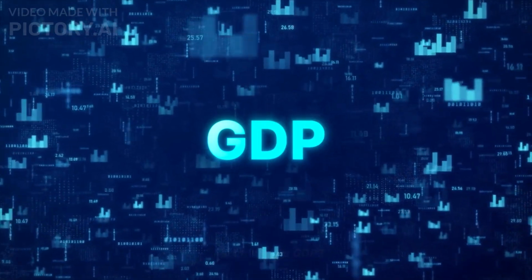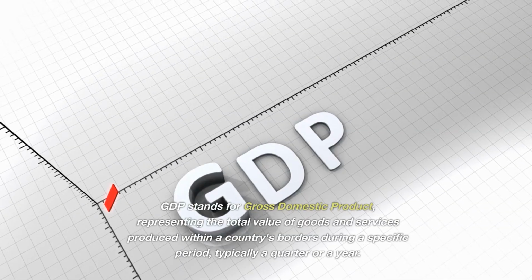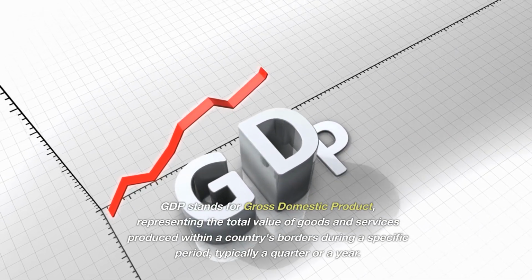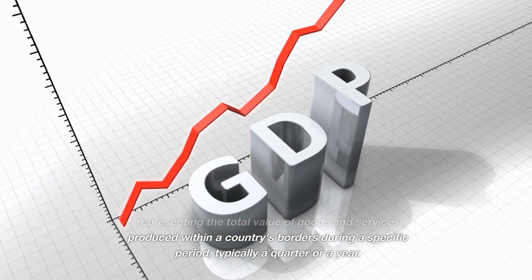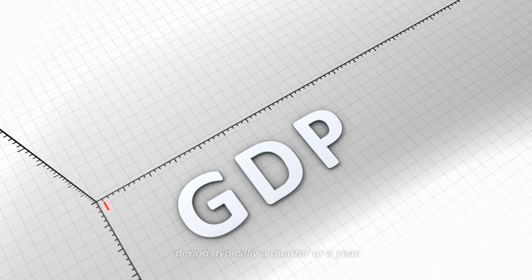Part 1. What is GDP? GDP stands for Gross Domestic Product, representing the total value of goods and services produced within a country's borders during a specific period, typically a quarter or a year.